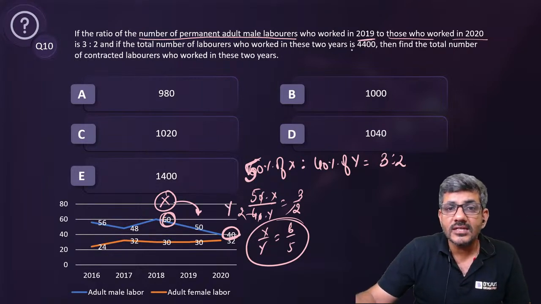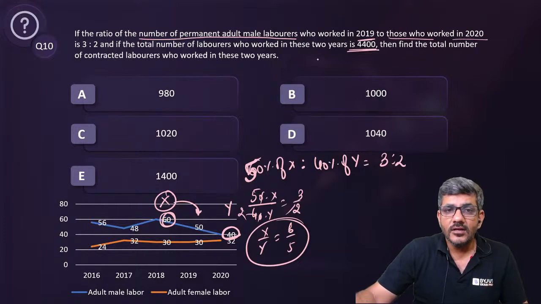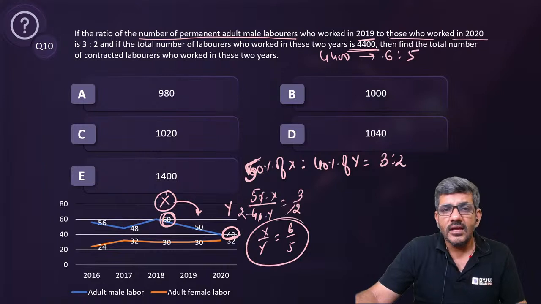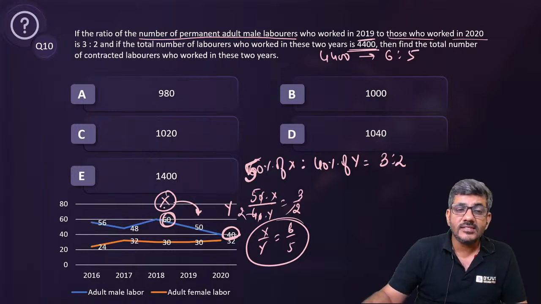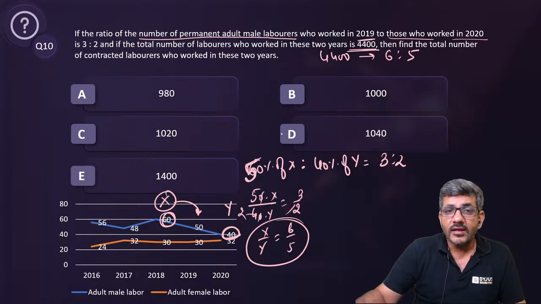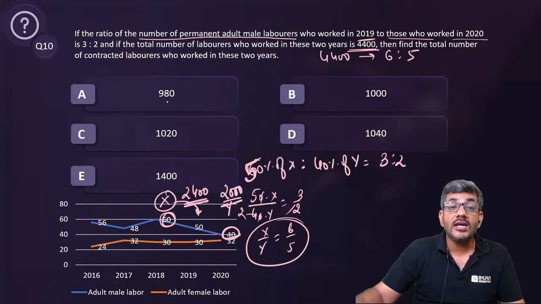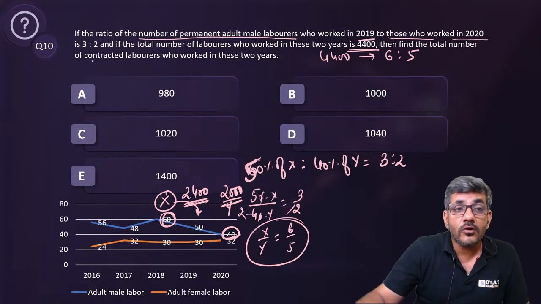And he says total strength is 4400. So if 4400 is divided in a ratio of 6 is to 5, 11 हो गया, 6 plus 5, 11 का 400 times है. So I can say strength of 2019 is 400 times of 6, that is 2400, and strength of 2020 is 2000. Question पूछ रहा है आपसे, find the total number of contracted laborers who worked in these 2 years.